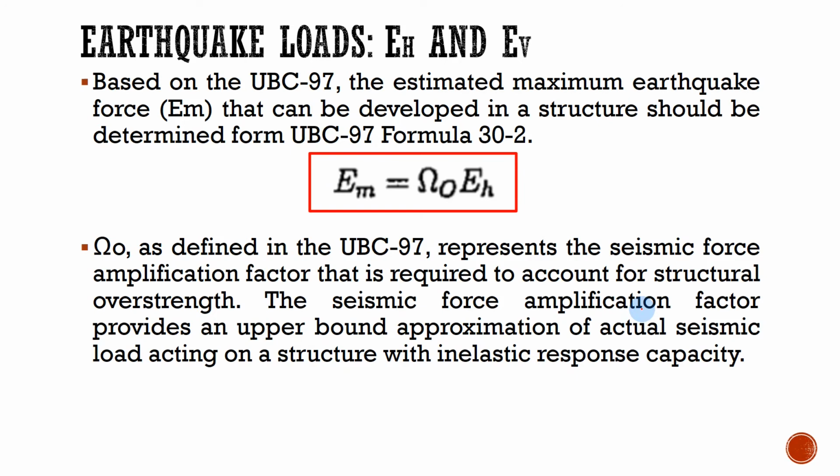Based on the UBC 97, the estimated maximum earthquake force EM that can be developed in a structure should be determined using this formula. EH, as I introduced, is based on the base shear. Then omega O, which we discussed last time together with R. Then HN, the height. It depends on what kind of framing of the structure you choose. Omega O is the seismic force amplification factor, required to account for the structural overstrength. That is the estimated maximum earthquake force formula.